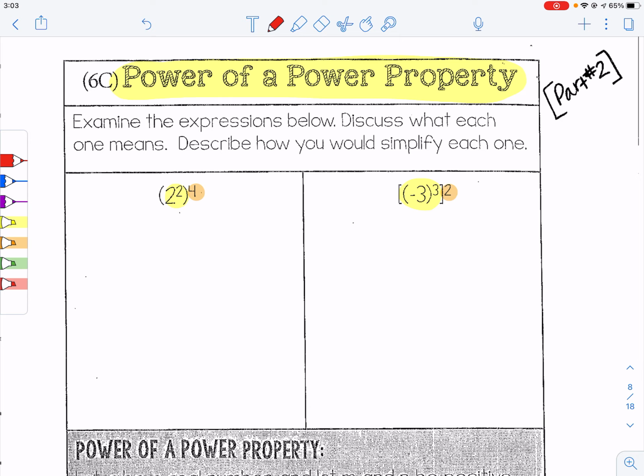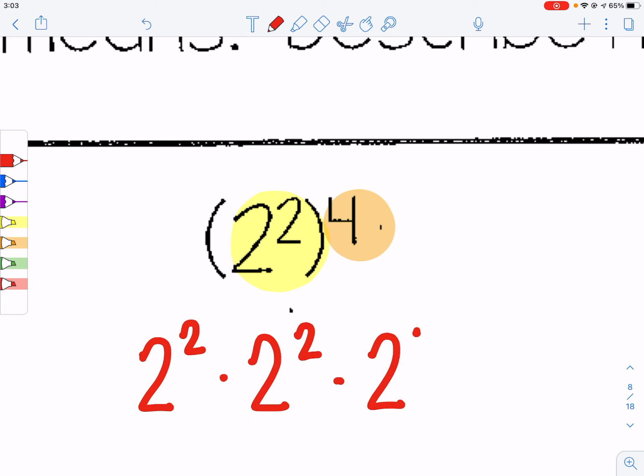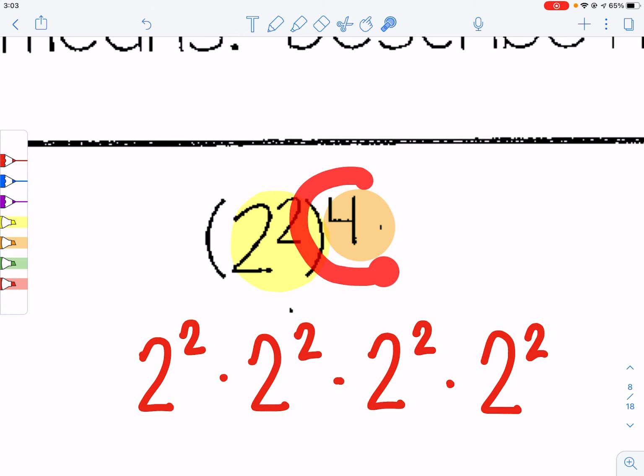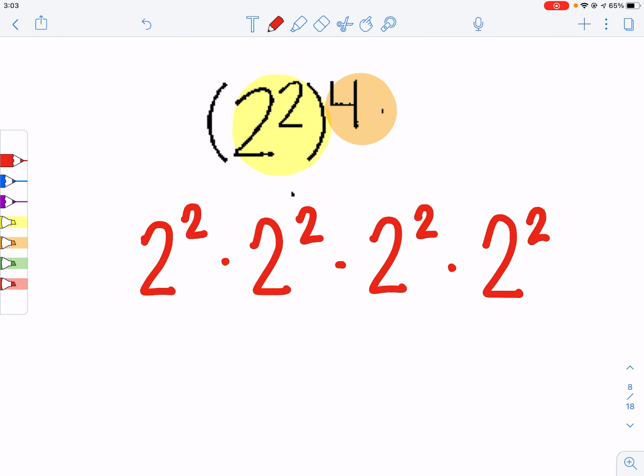Okay? So for this first one, you have 2 squared to the 4th. So what this means is you're doing 2 squared 4 times. So go and write out 2 squared, 2 squared, 2 squared, and 2 squared. So we're doing 2 squared 4 times, 1, 2, 3, 4. And then let's also write out each of these 2 squareds.